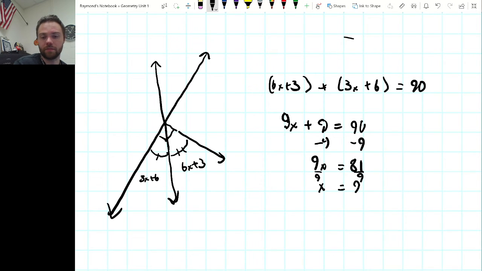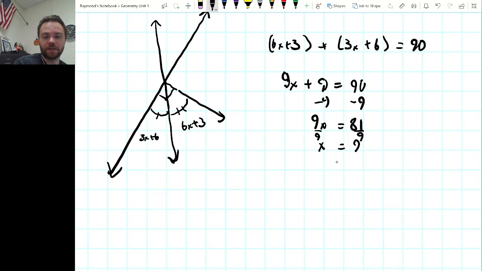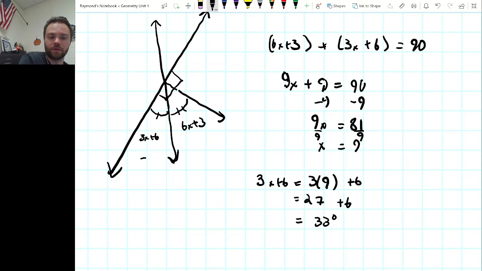So let me show that step. And if x equals 9, I can find both of these angles. I'm also getting something else here for free. This is a straight angle. So if this is 90 degrees here, I know this side has to be 90 degrees. So I'm going to take care of that. The ones that I want to find are 6x plus 3 and 3x plus 6. So I'm going to plug those in. So I've got 3x plus 6 equals 3 times 9 plus 6, which is 27 plus 6, which is, what, 33? Yeah, 33 degrees. So this one's 33 degrees.